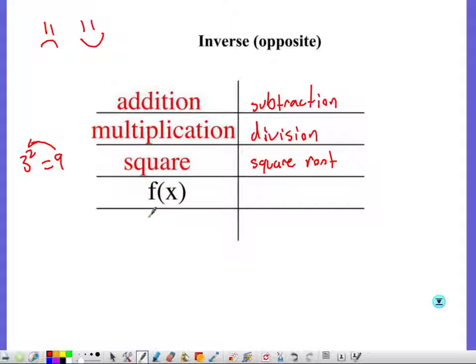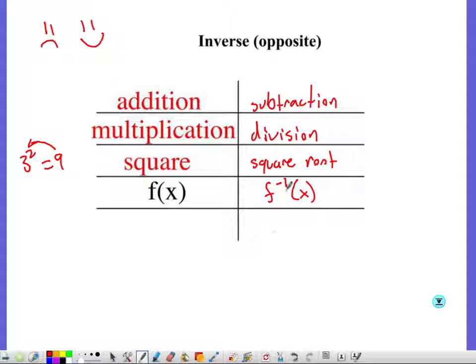Now, what is this right here? F of x. Well, this basically represents a function. Have you ever thought about what is the opposite of a function? In other words, what is the inverse of a function? Well, let me go ahead and give you the symbol for it. Well, the symbol is F inverse of x.